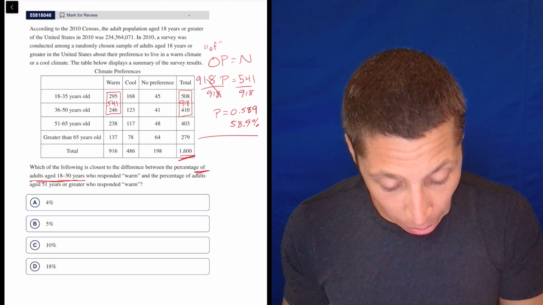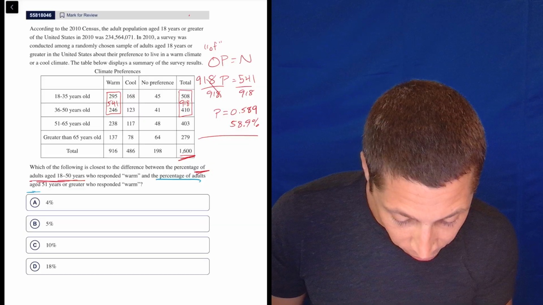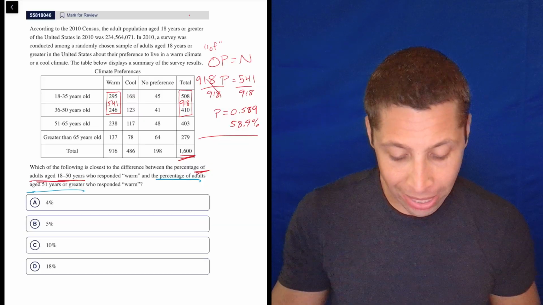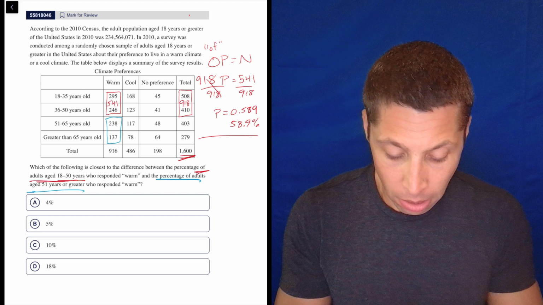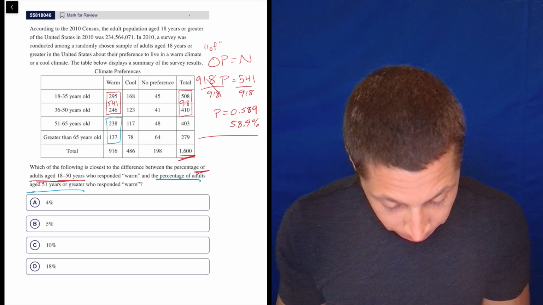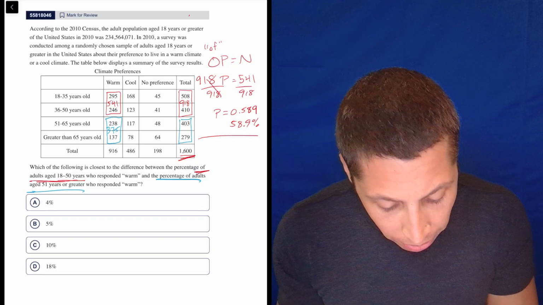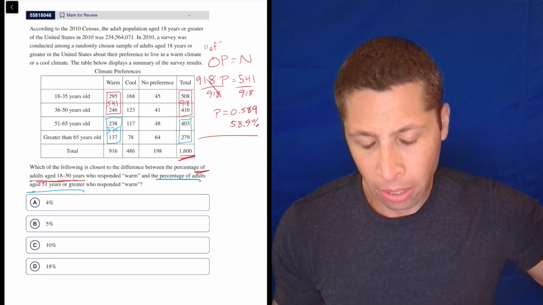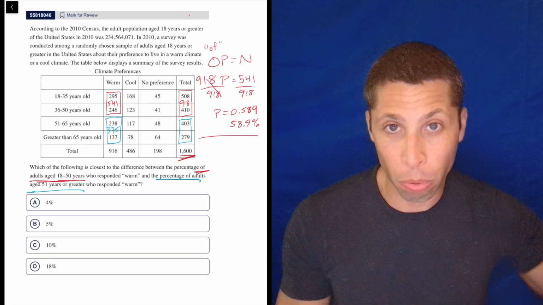We're not even done, because now we have to compare that to the percentage of adults age 51 years or greater who responded warm. So again, we're combining two groups. So 238 plus 137 is 375. And again, we don't want the 1,600. We're not talking about everyone. We're talking about of these groups, right? So we're just talking about those totals.